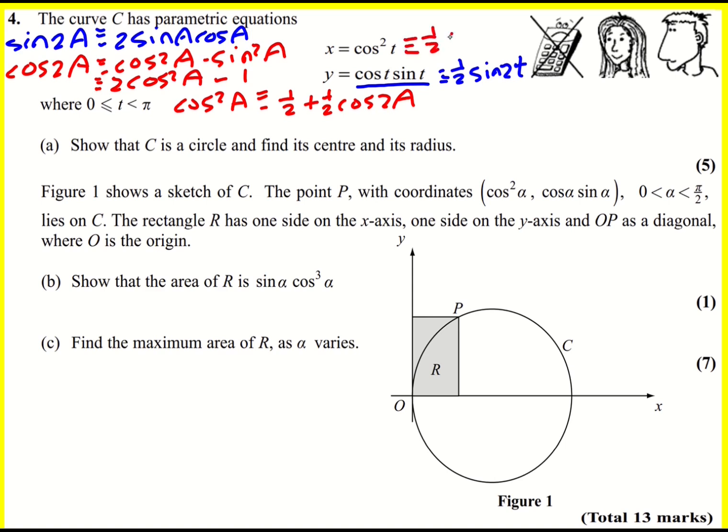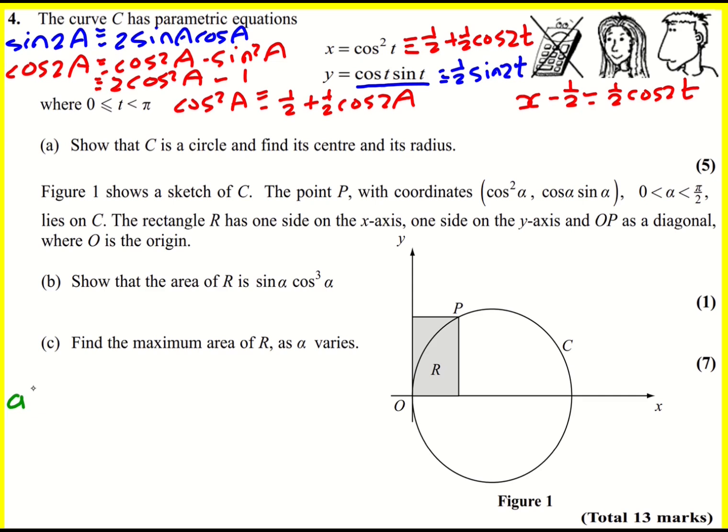A half plus a half cos 2t. And I can go one step further therefore and write down that x minus a half is equal to a half cos 2t. And I haven't quite got cos 2t and sine 2t. I've got a factor of a half there as well. But actually, that's going to be okay. Let's just roll with it and see what happens.